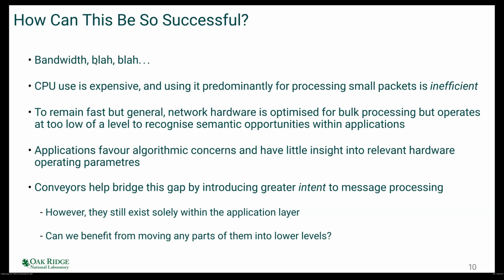We have to remember how we got here in the first place. For the network side, to remain fast but also still general, they became optimized for bulk processing. But one of the consequences is that they operated at too low of a level to be able to recognize very high level semantic opportunities for things like aggregation within applications. Whereas on application side, generally they would favor higher level algorithmic concerns and have very little insight in the code into any of the relevant operating parameters that they're running on.